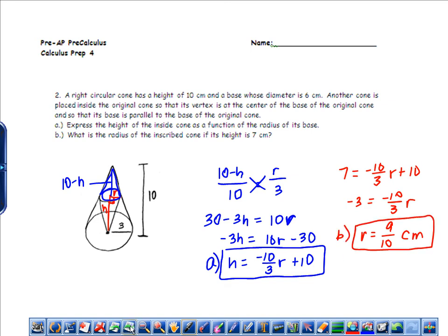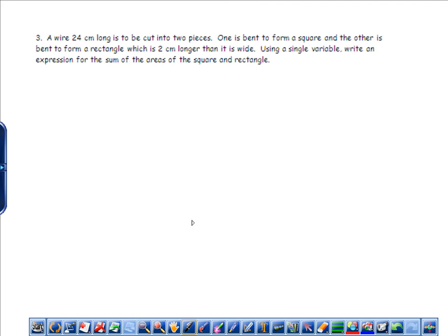Okay, now let's look at number 3. Number 3 says a wire 24 centimeters long is to be cut into 2 pieces. One is bent to form a square, and the other is bent to form a rectangle, which is 2 centimeters longer than it is wide. Using a single variable, write an expression for the sum of the areas of the square and the rectangle.